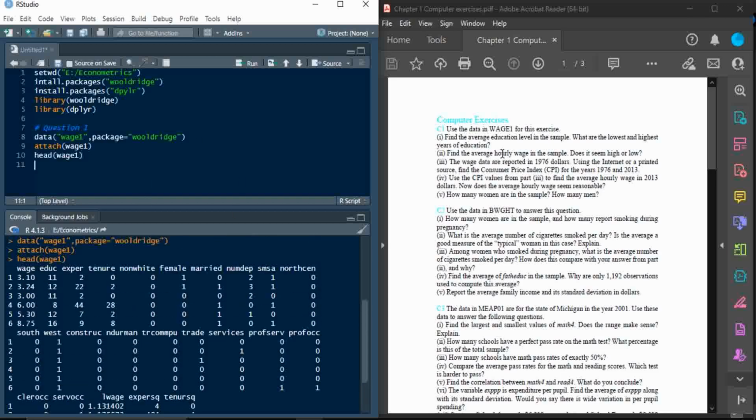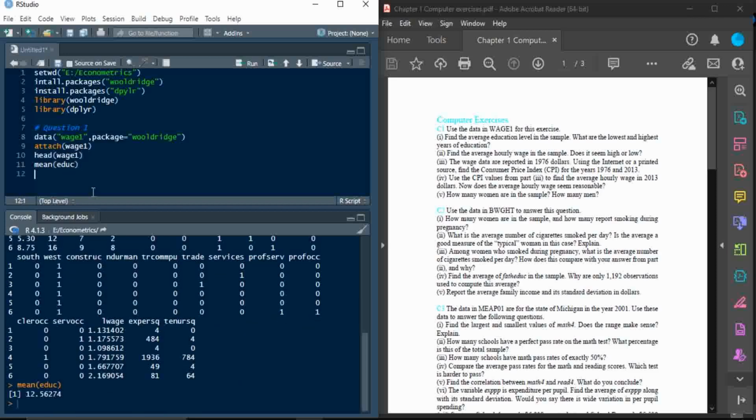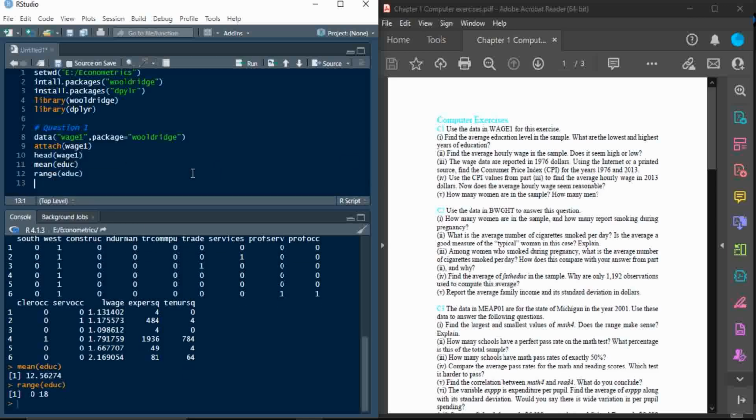Okay, now let's look at question 1. Find the average education in the sample. Simply we can type mean, and the education is named as educ in our data set, mean education. So mean education is 12.56 years per person. What are the lowest and highest years of education? We can use the range function for this. Now the minimum years of education is 0 and the maximum years of education is 18 in our sample.